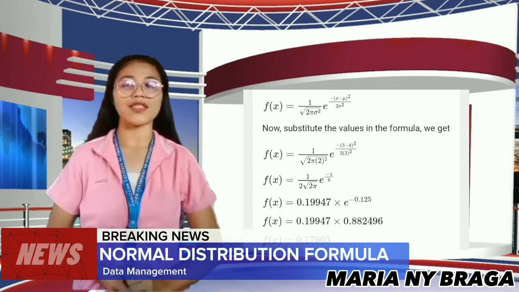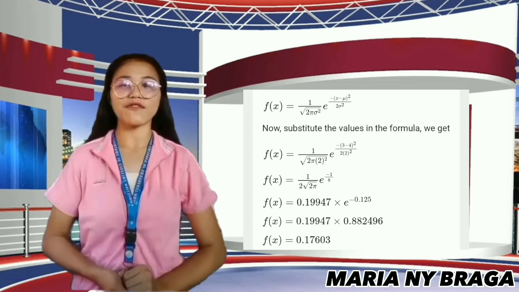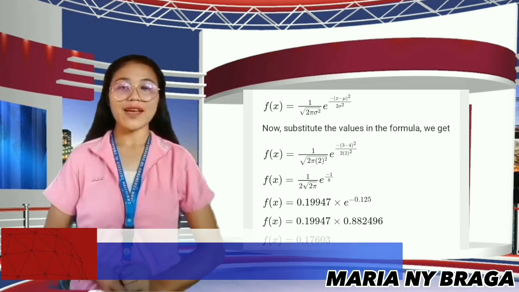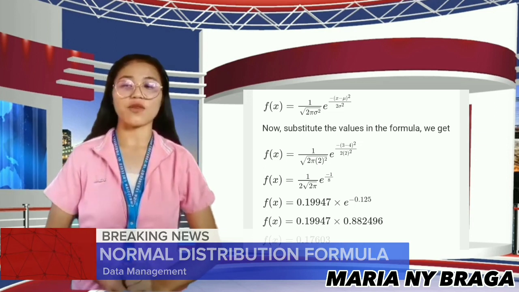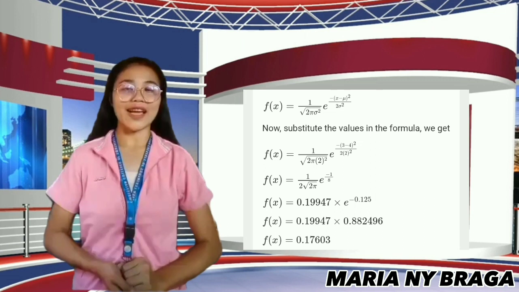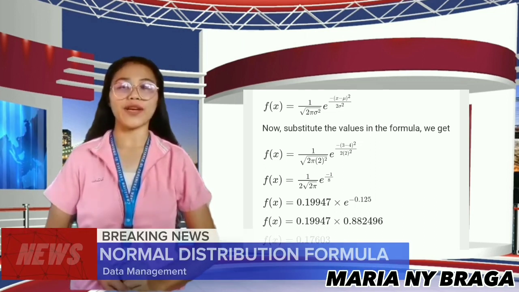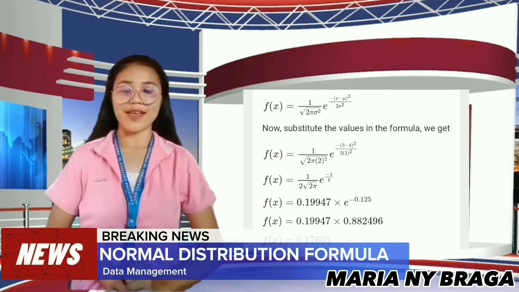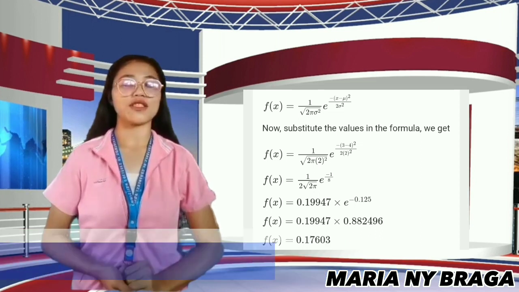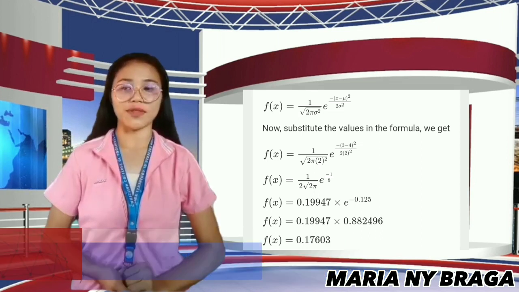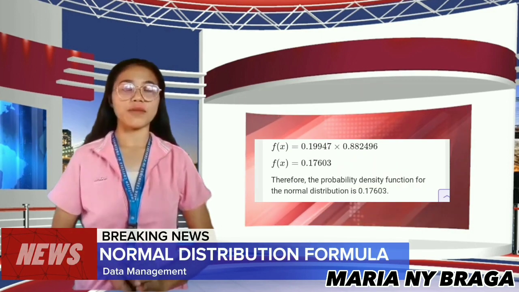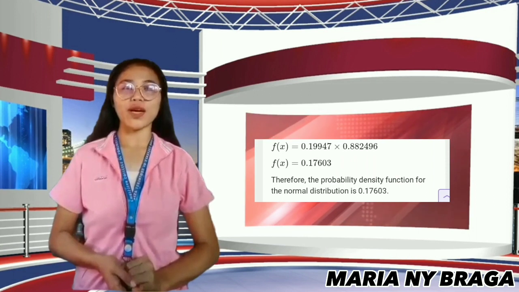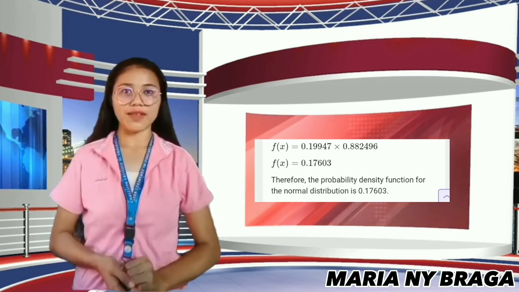f of x is equal to 0.19947 times e to the negative 0.125. f of x is equal to 0.19947 times 0.882496. f of x is equal to 0.17603. Therefore, the probability density function for the normal distribution is 0.17603. J. Thank you, Ms. Braga.